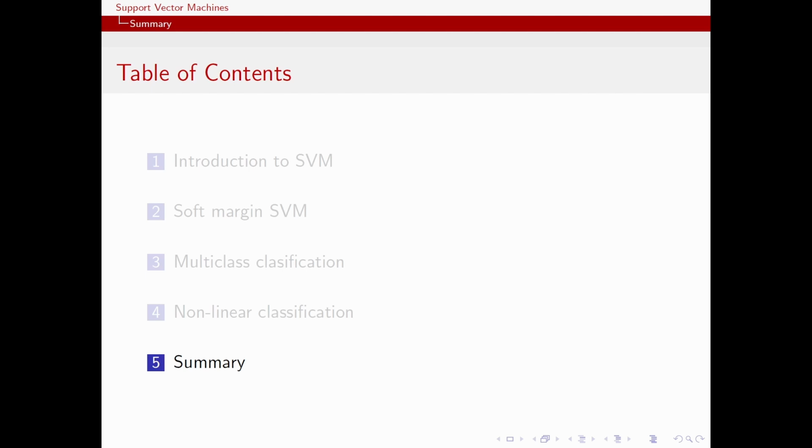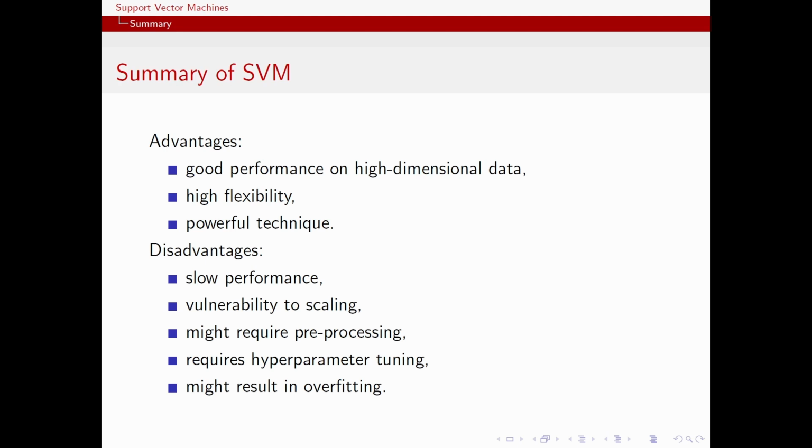Now let's just do a quick summary of the entire support vector machines. We went over linearly separable data, we went over soft margin, we went over multi-class classification and the kernels. Overall, support vector machines on classification perform very well on high dimensional data. They are very flexible as to what type of data and what shape of the data they can work with, depending on our choice of the kernel. And it is quite powerful as it is very versatile.